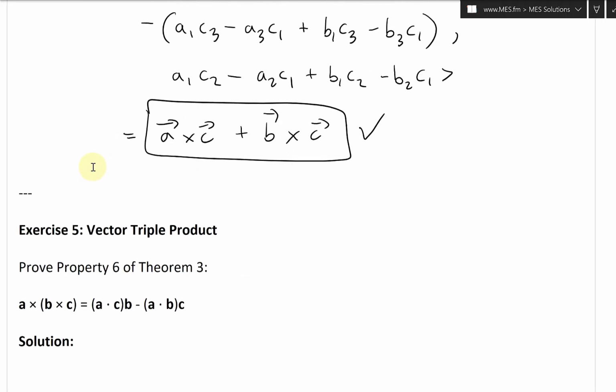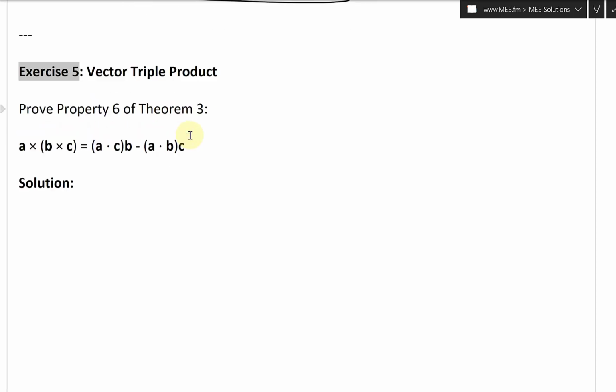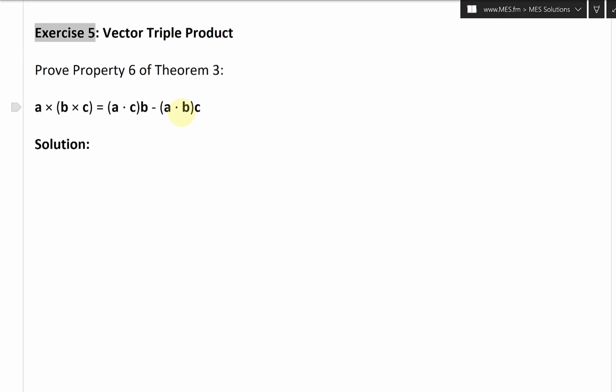Fascinating stuff. Alright, and now this brings us to the last part of this giant long video as per usual. Exercise 5, and this is the vector triple product, and this is again property 6. So prove property 6 of theorem 3, and it states right here, A cross (B cross C), show that it equals (A dot C) times B minus (A dot B) times C. All right, so there are a lot of cross products and vector products, basically going from cross product to dot products and subtraction. So let's go and write this out.